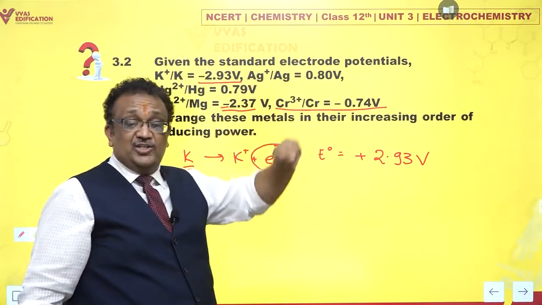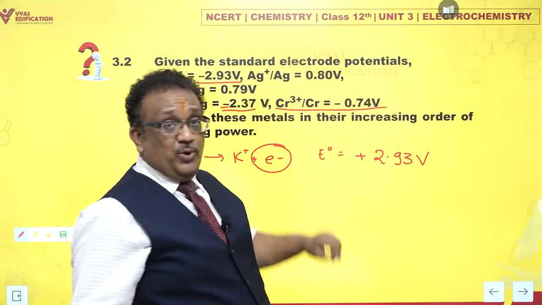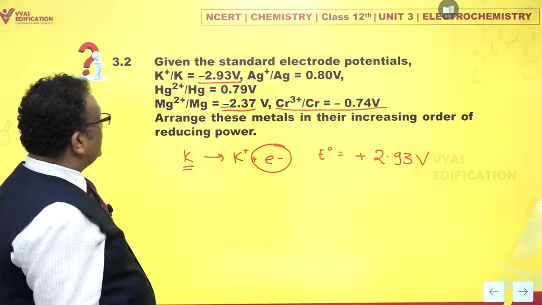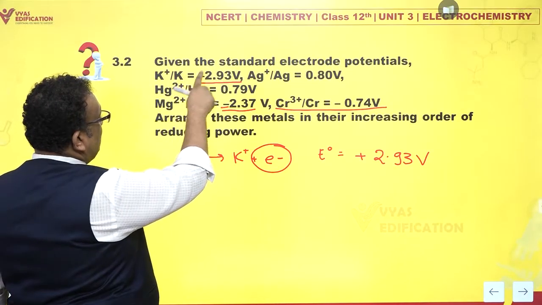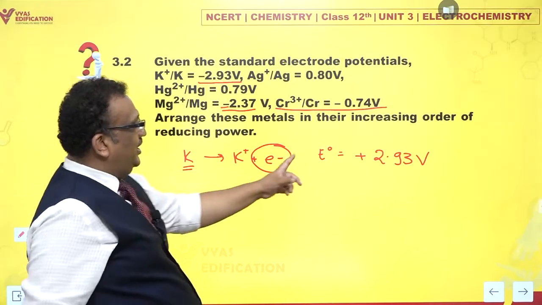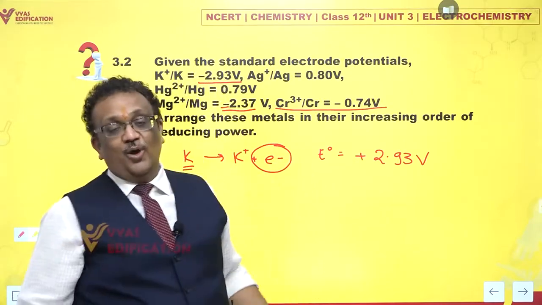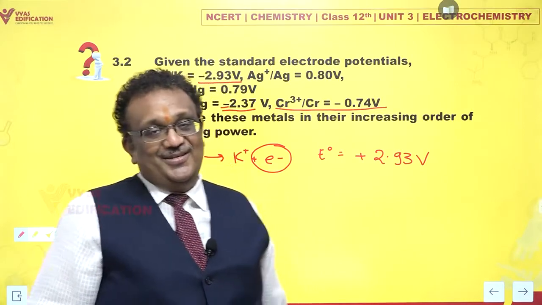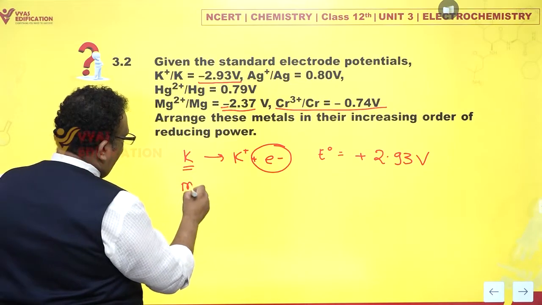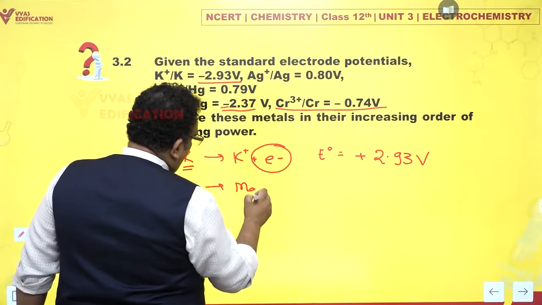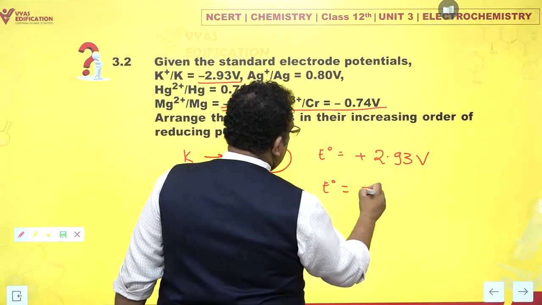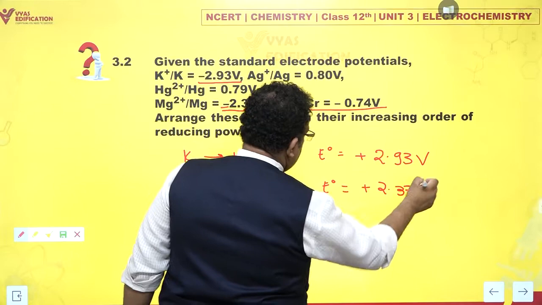And standard reduction potential, see, standard electrode potential is usually SRP, it is reduction potential. And the way it is written also indicates reduction. Why? Potassium ions to potassium is minus 2.93, I reverse it. If I reverse it, I get plus 2.93 and of course the opposite reaction, right? Right. Then if we have magnesium going to magnesium ions plus 2 electrons, E naught is plus 2.37 volts.